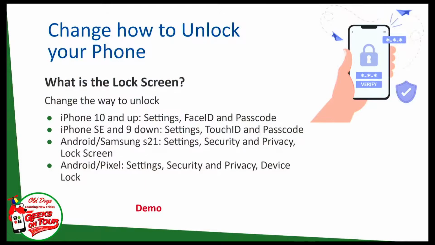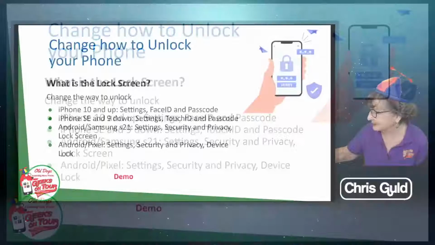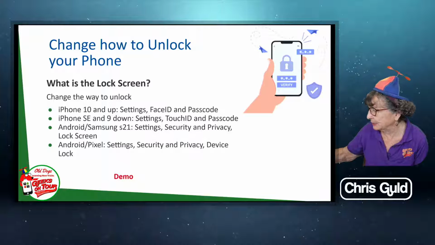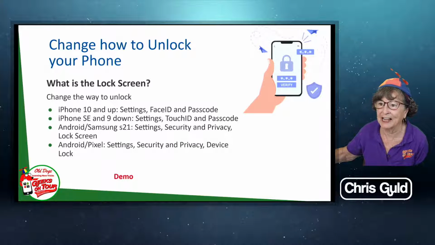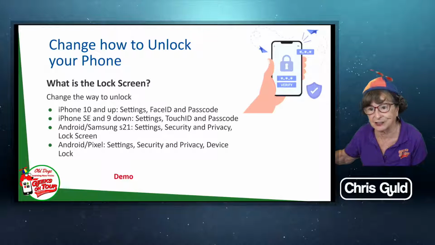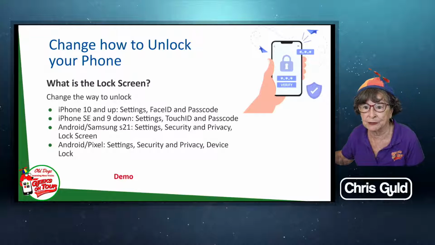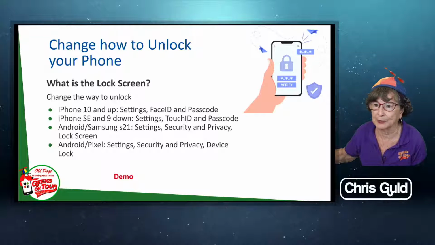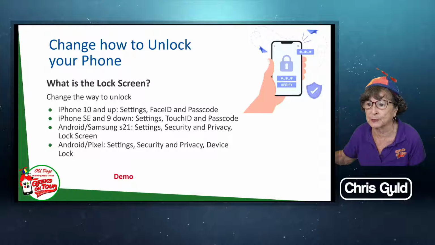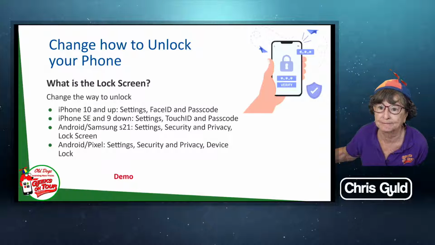All right. Changing how to unlock your phone. Well, I just tortuously went through that. On the iPhone 10 and up, it's in settings, Face ID and passcode. On the SE and the iPhone 9 and down, you don't have Face ID, you have Touch ID. So it's a different settings. And in Android, it's under security and privacy, and you can change the way you unlock the phone to be something that's more comfortable for you.